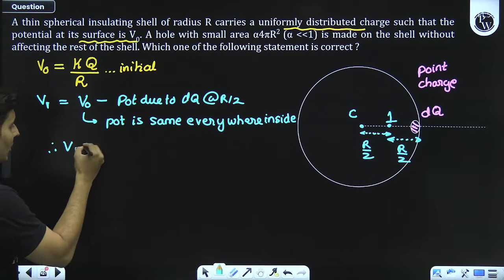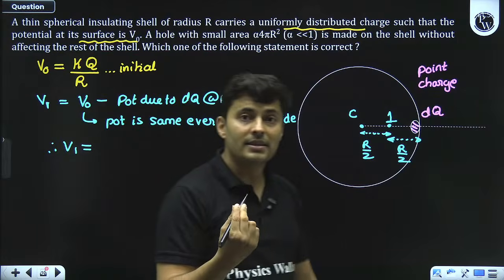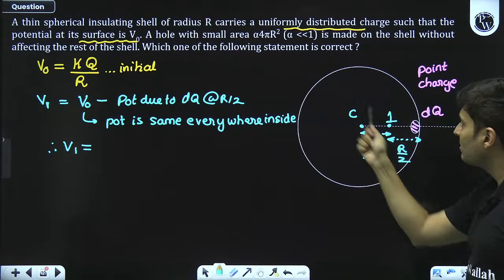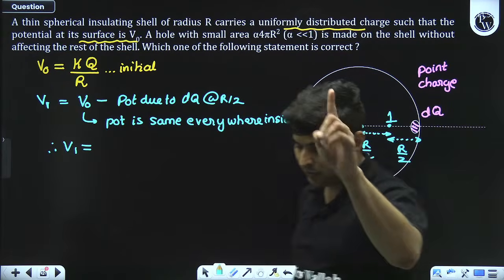So all these concepts are necessary. Else you keep thinking, what should be the potential due to the entire sphere at some random location? How many of you remember this concept?